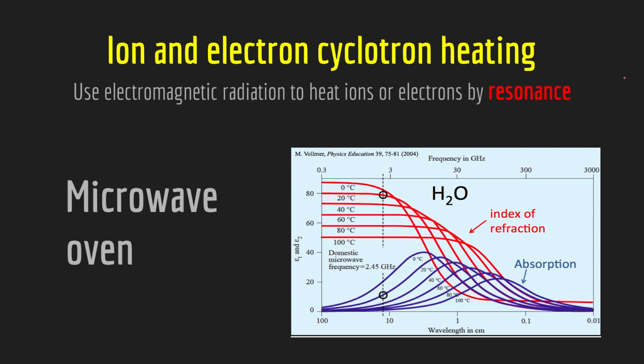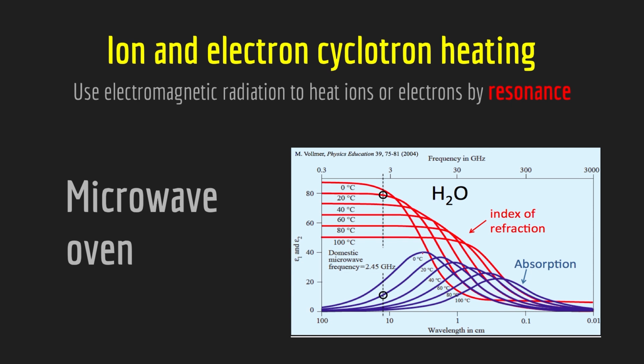And next is ion and electron cyclotron heating. The essential idea is to use electromagnetic radiation to heat ions and electrons by resonance. It's very much like how the microwave oven works. Let's look at the diagram. The blue lines: each blue line indicates, at a particular temperature, how much energy a water molecule can absorb when heated by a particular wavelength of radiation.